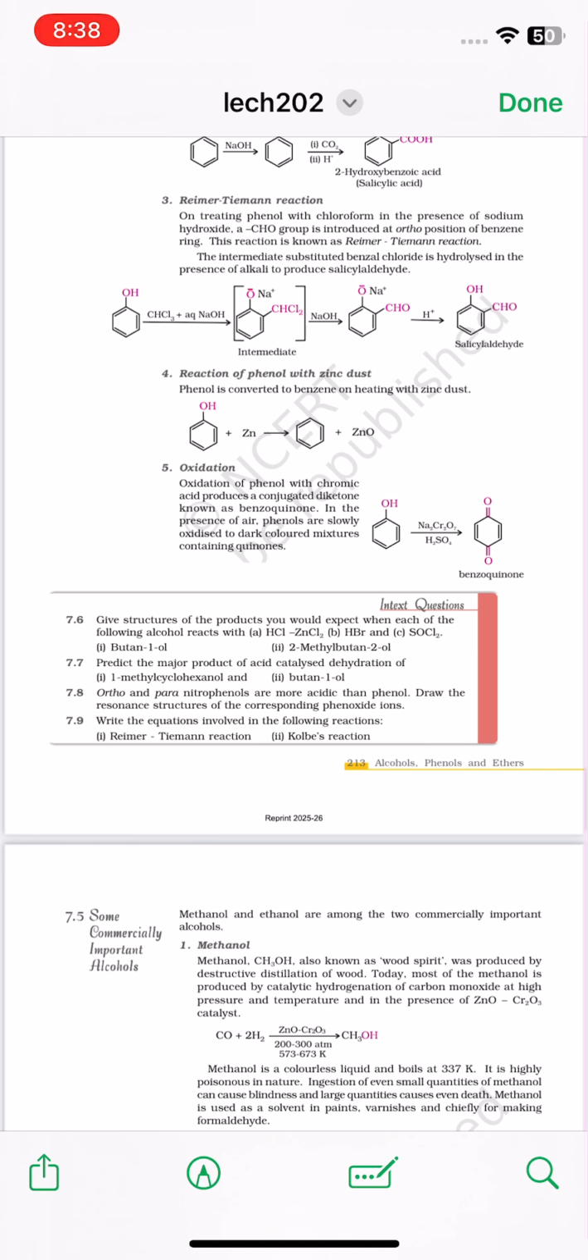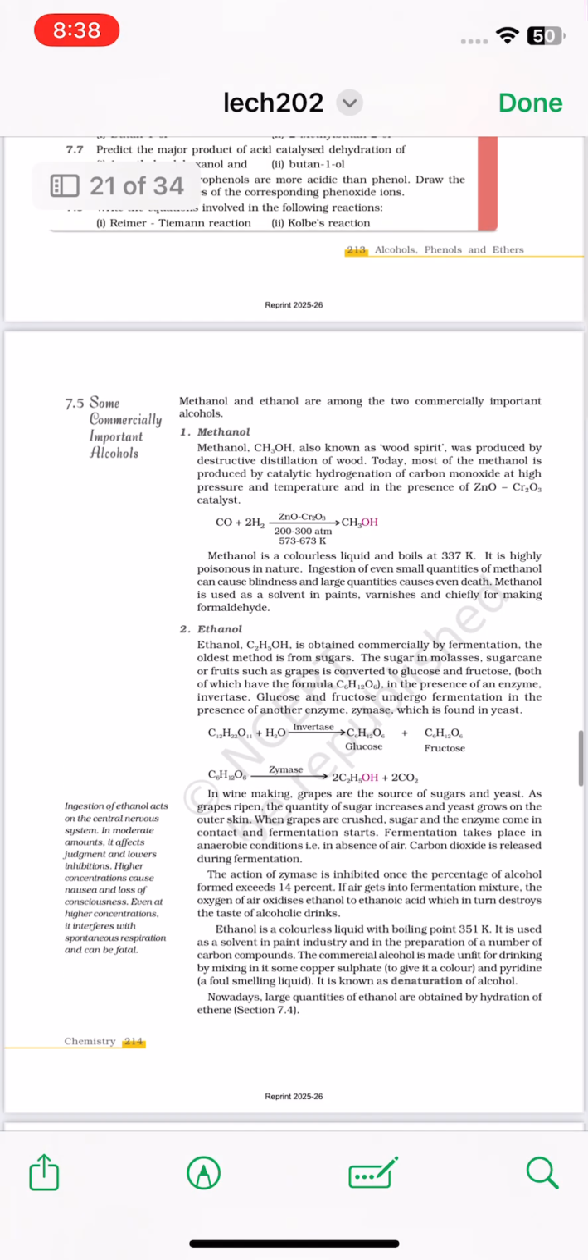Some commercially important alcohols. Methanol and ethanol are among the two most commercially important alcohols.